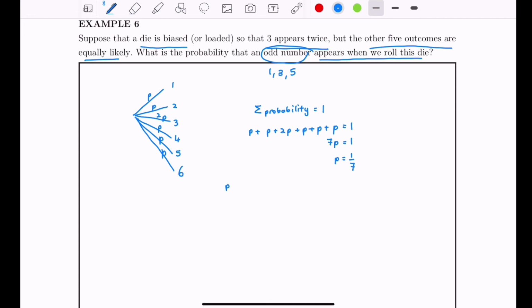So, kita nak cari probability odd number. So, probability of getting odd numbers is when we get number 1, when we get number 3, and when we get number 5. So, probability of getting 1 is P lah, which is 1/7. Probability of getting 3 is 2 times P, so 2 times 1/7. Plus probability of getting 5, which is P, 1/7. So 1 plus 2 plus 1, kita akan dapat 4/7. So this is the probability when the odd number appears.